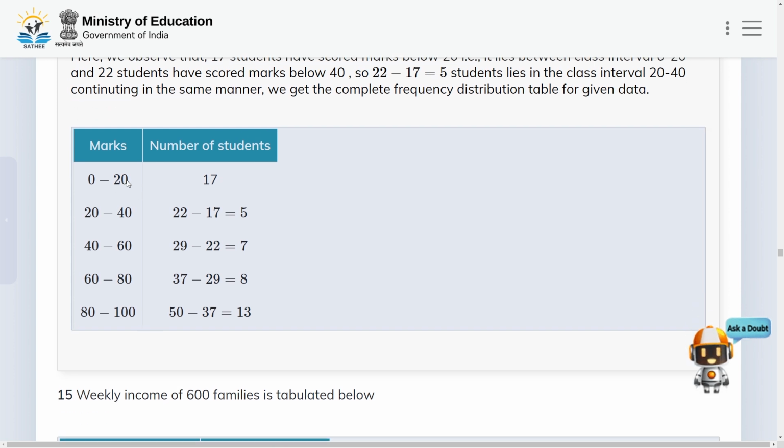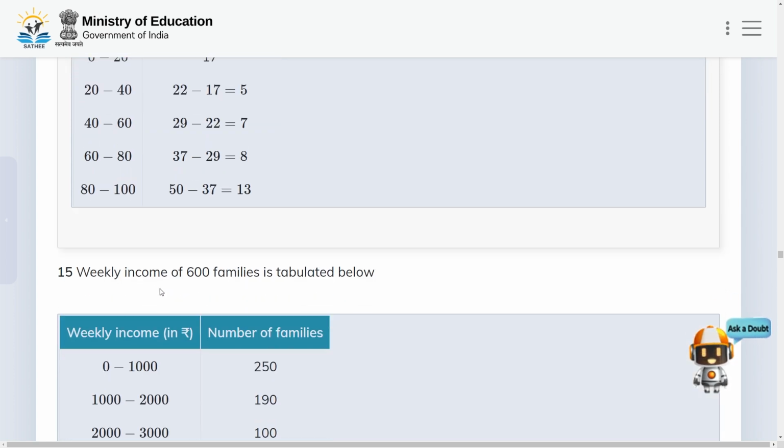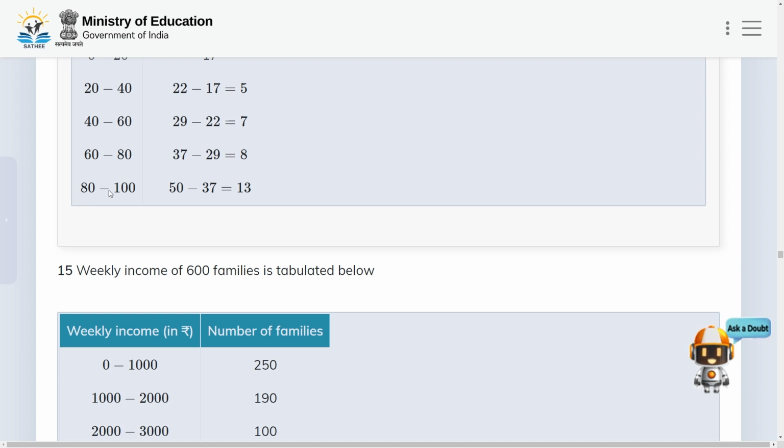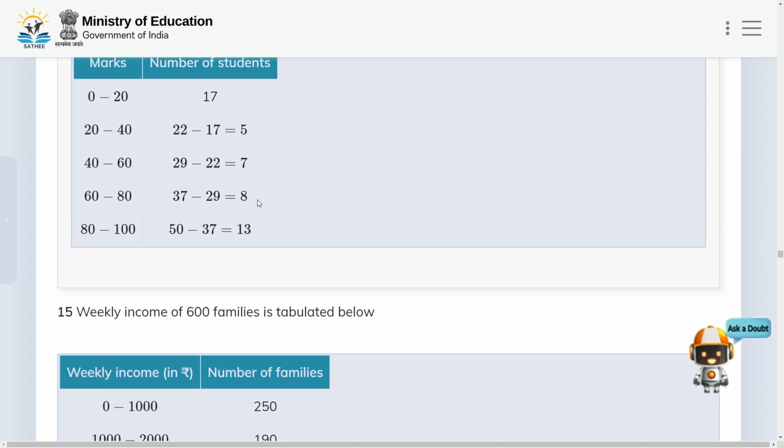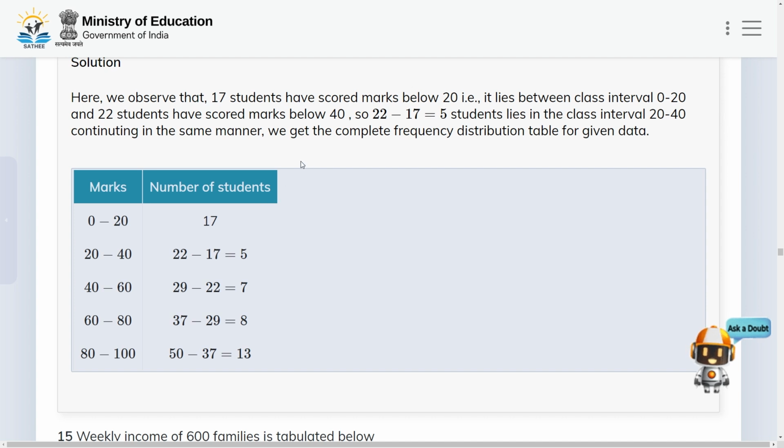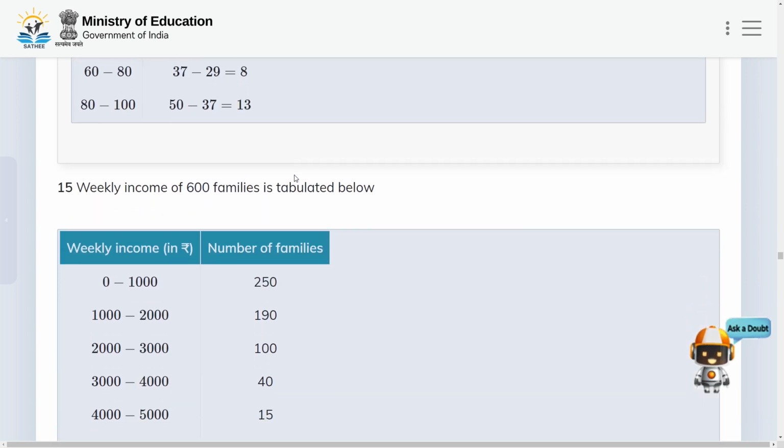So when marks are 0 to 20, the number of students is 17. When marks are in the interval 20 to 40, the number of students is 22 minus 17, that is equal to 5. When marks are 40 to 60, the number of students is 7. When marks are 60 to 80, the number of students is 8. And when marks are 80 to 100, the number of students is 50 minus 37, that is equal to 13. Okay, so this is the frequency distribution table. Now let us move to the next problem.